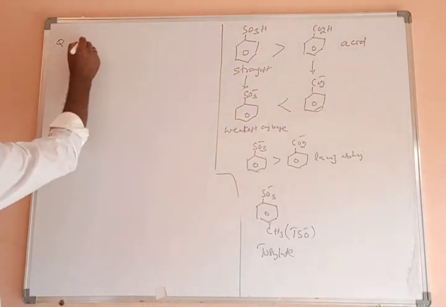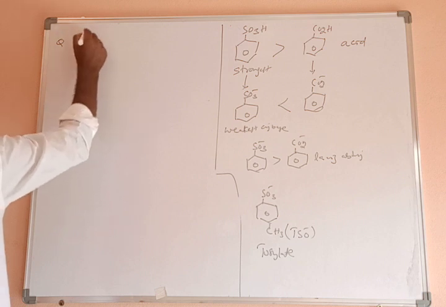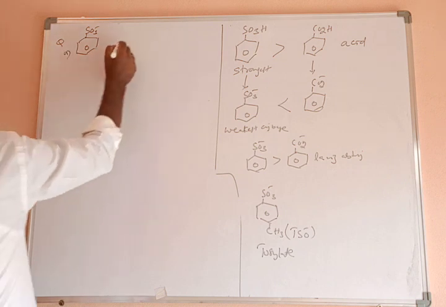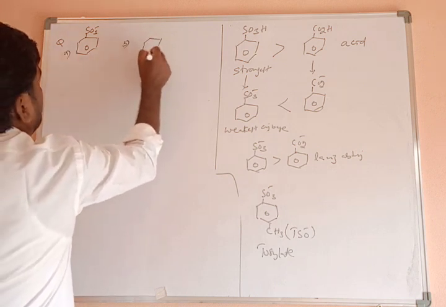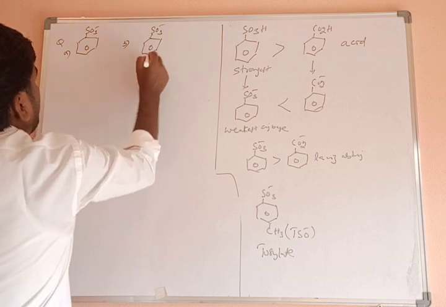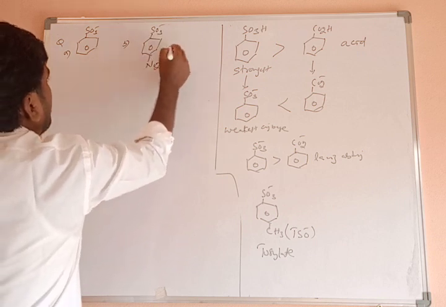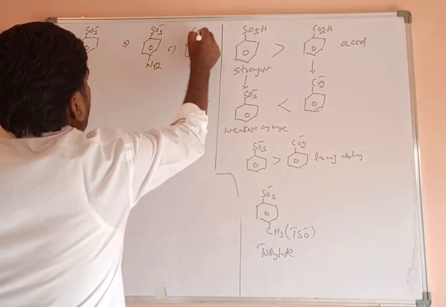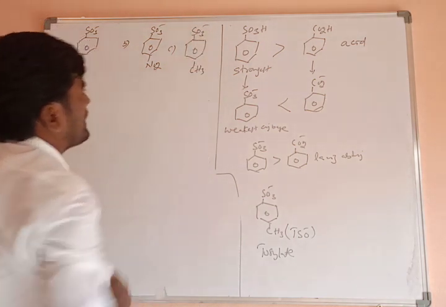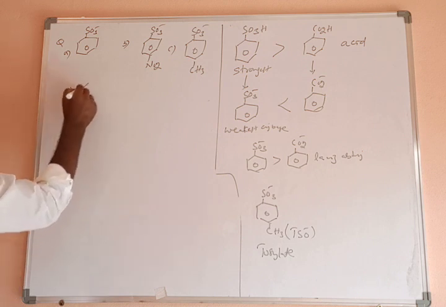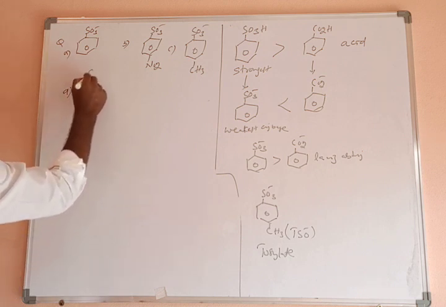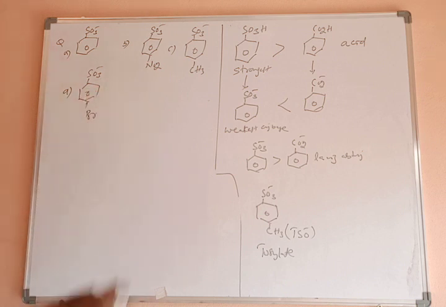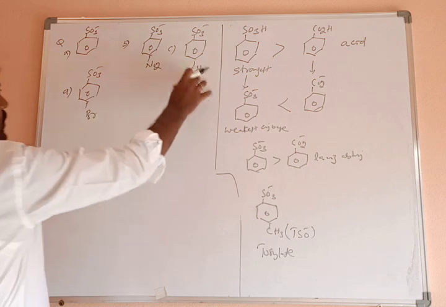Next question. Compound A is the benzene sulfonate anion. Next, B: SO3 negative with an NO2 group. Next, C: SO3 negative with CH3, tosylate. Next, D: SO3 negative with Br, brosylate. This is nitrosylate, and this is a tosylate.